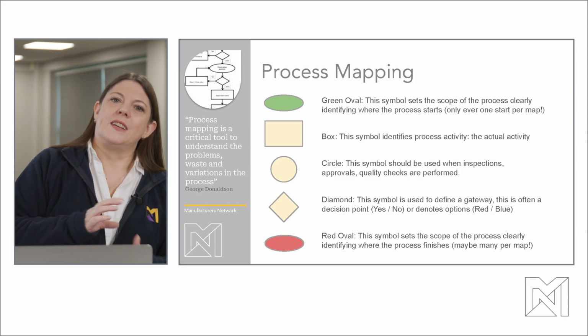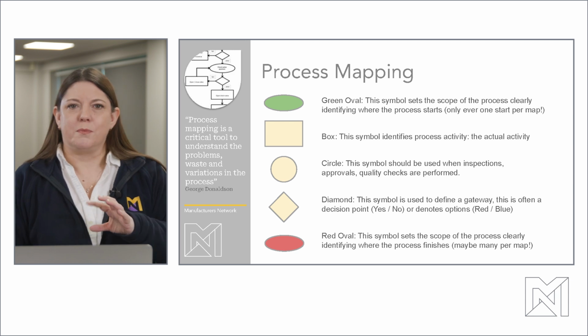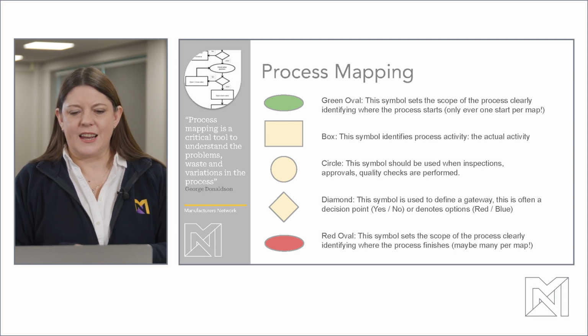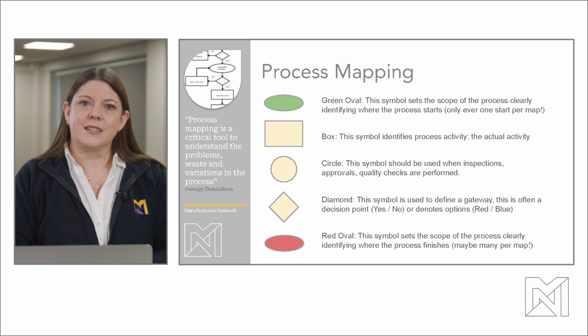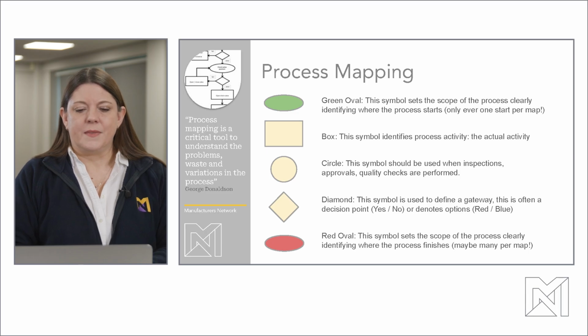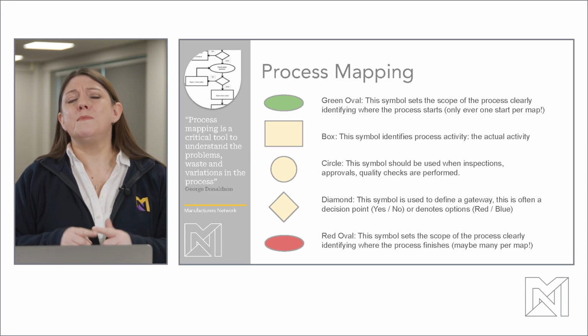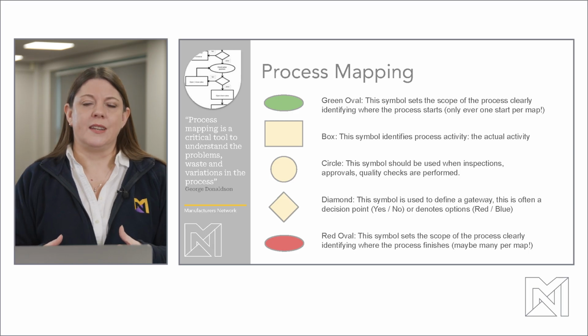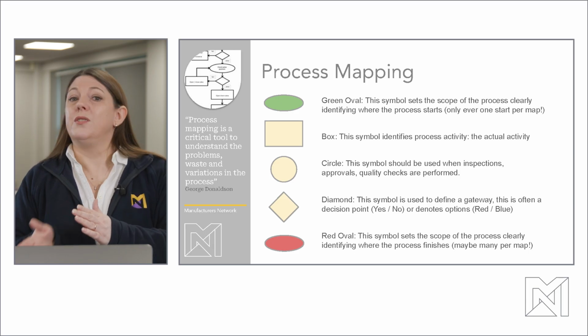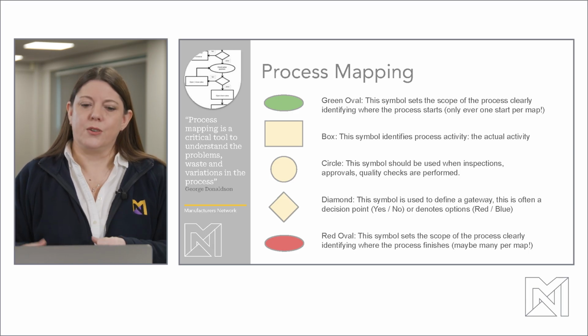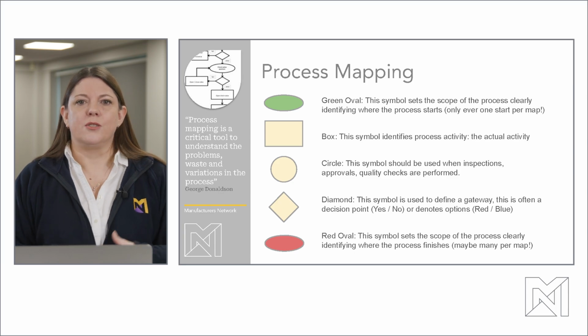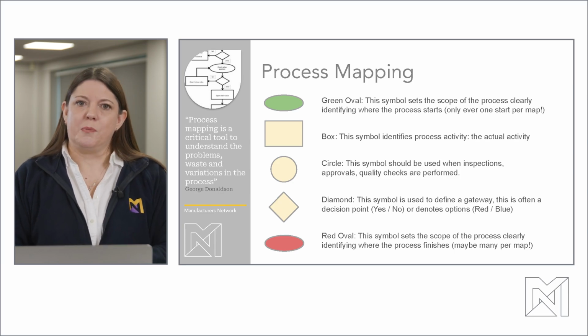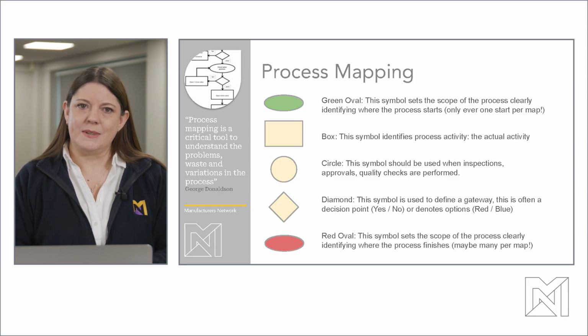Circles can represent inspections. It could be to do with quality or anything like that, any sort of checking activity or approval activity. And diamonds. Diamonds are really important. They show gateways, we call them, or decision points. This is where the process could go one way or another. Is it a yes-no question? Is it something that we need to get a decision made upon? That's represented with a diamond.